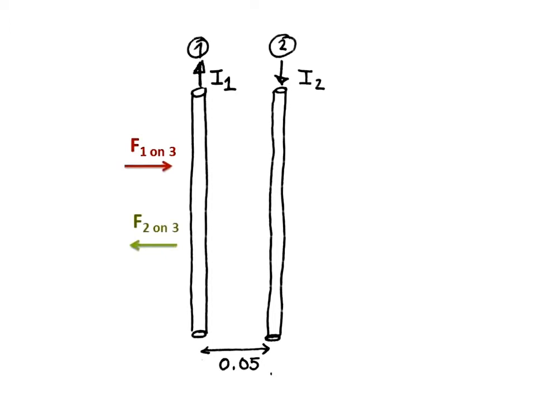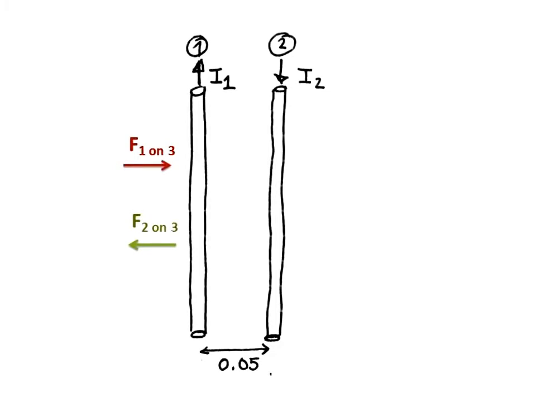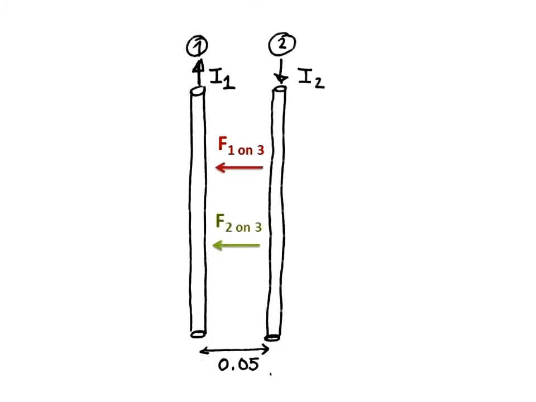However, wire 1 carries more current than wire 2. So if we're closer to wire 1, the force that 1 exerts on 3 will be greater than the force that 2 exerts on 3. These two forces cannot cancel on the left-hand side of the picture. Between the two wires, the force that 1 exerts on 3 would point to the left, and the repulsion that 2 exerts on 3 would also be to the left. So the two forces point in the same direction. They cannot cancel between the two wires.